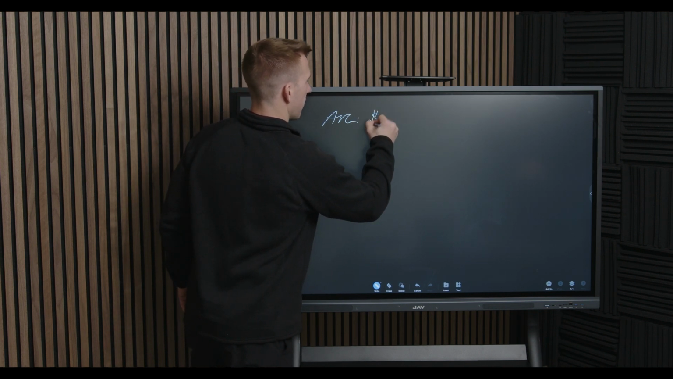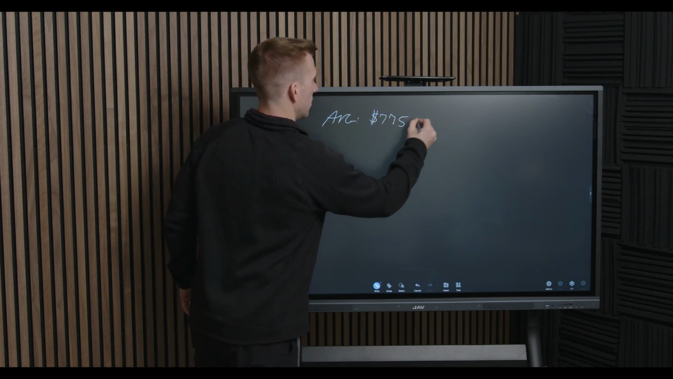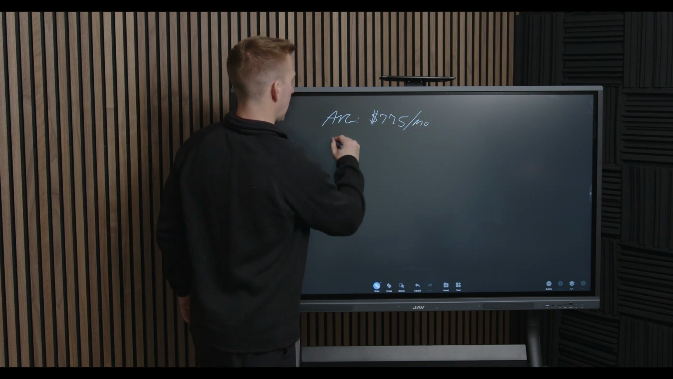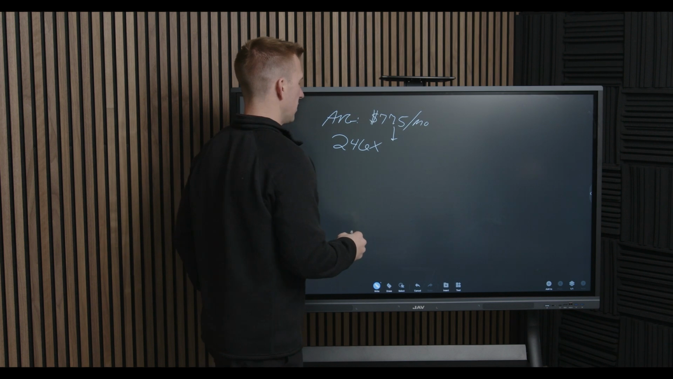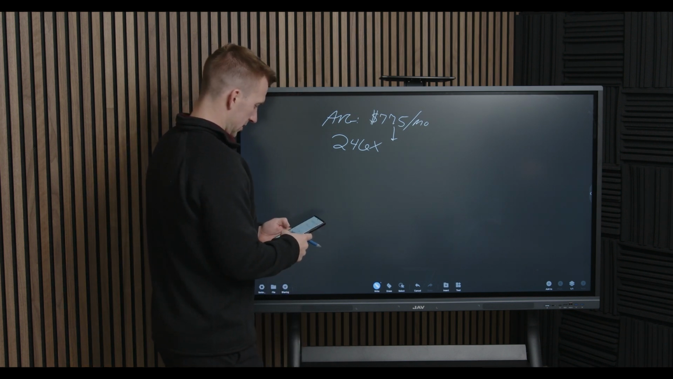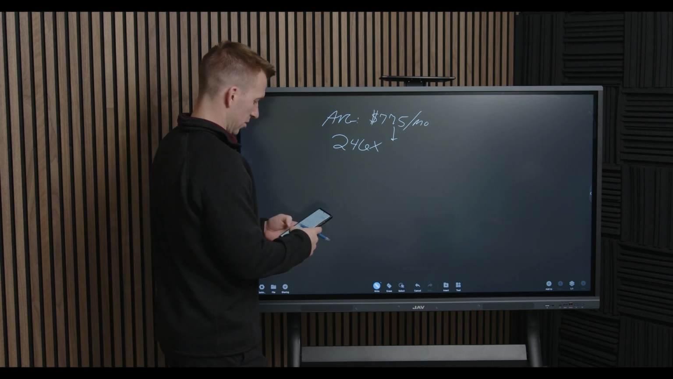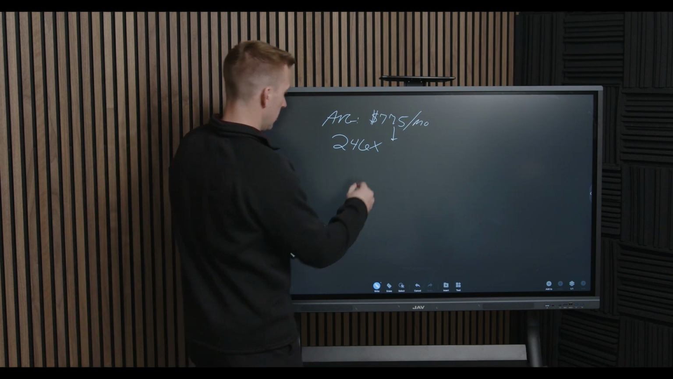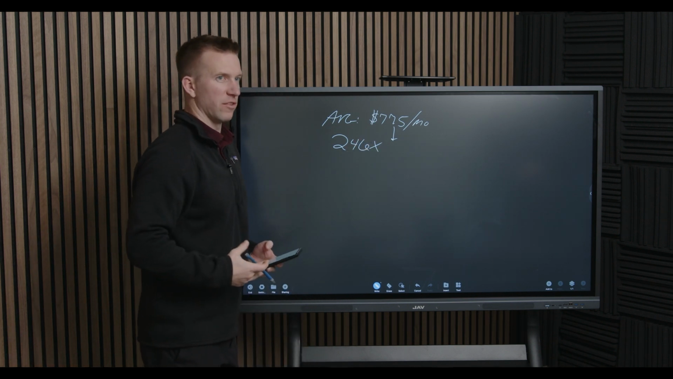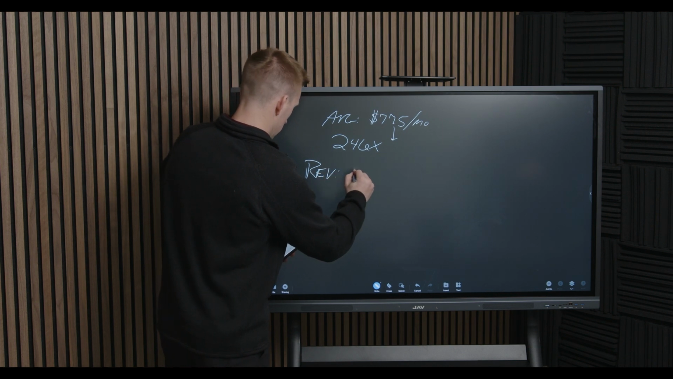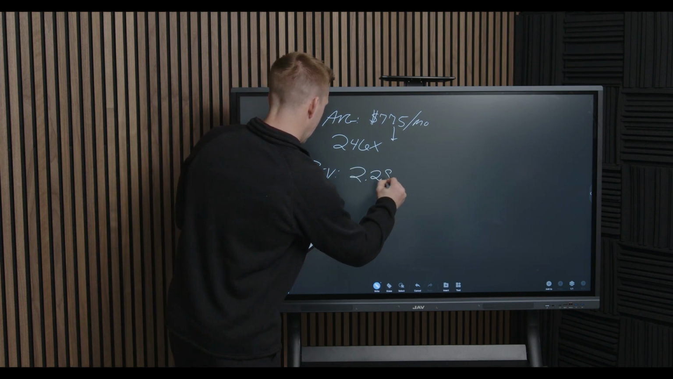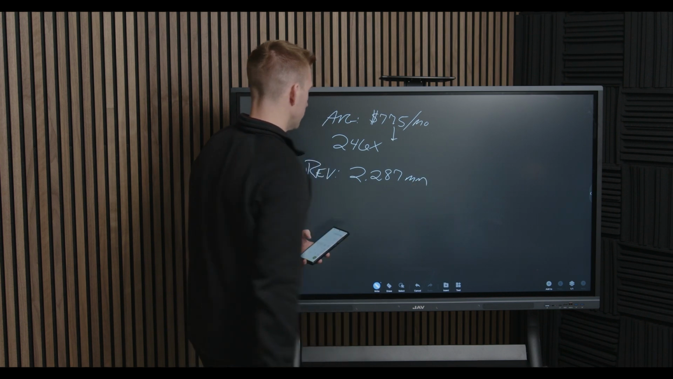Okay? Well, the average rents were about $775 a month. Again, it was 246 units. So I'm going to multiply that by the 775, 775 times 12, times 246, because I want to get how much annual revenue is coming in. So basically the annual revenue is $2.287 million.